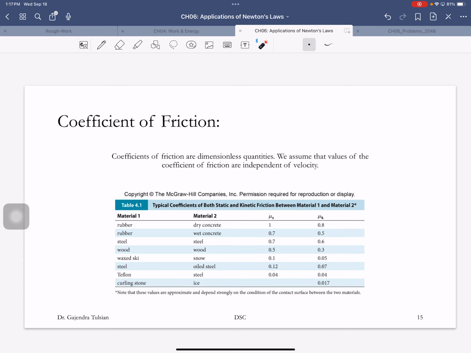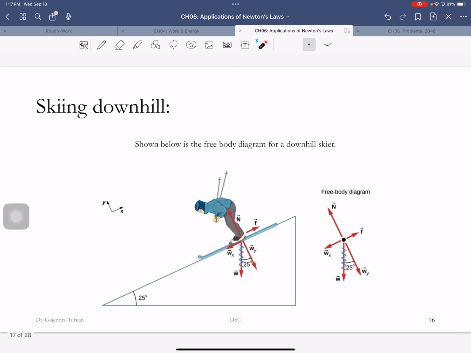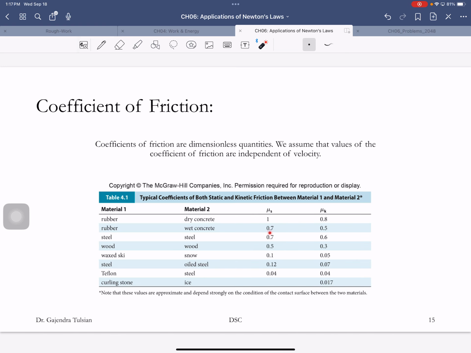And again, your stopping distance increases when it's on a wet road, and it increases tremendously on icy roads.